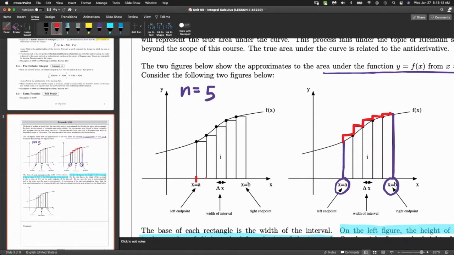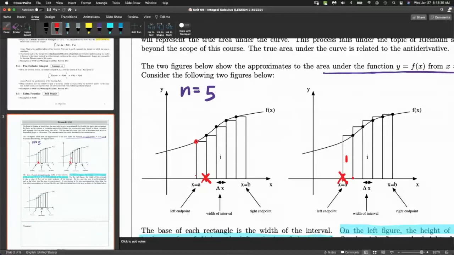This rectangle occurs on this interval. We determine the height of the rectangle by not using the x value here, but using the left x value. If you go to this rectangle, same rectangle, same interval, we have our interval here, but we're not going to use this one. We're going to use this point right here. So that's how we get the height.